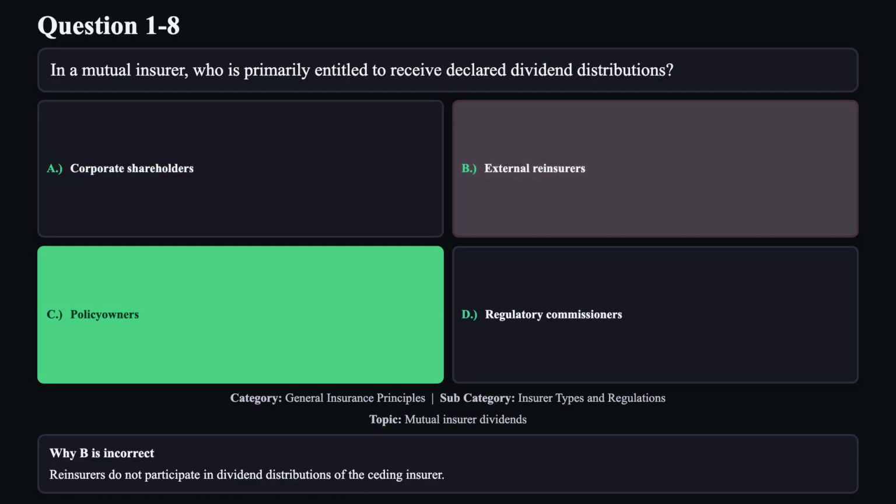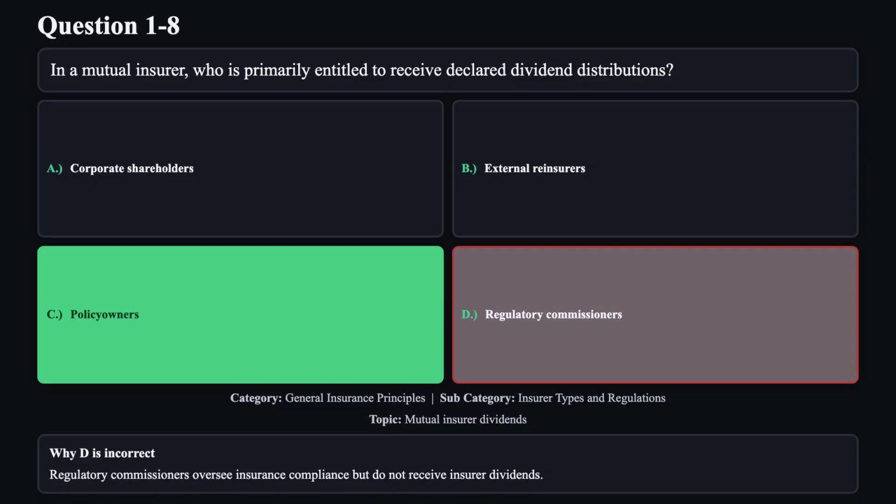Reason B is not correct. Reinsurers do not participate in dividend distributions of the ceding insurer. Reason D is not correct. Regulatory commissioners oversee insurance compliance but do not receive insurer dividends.